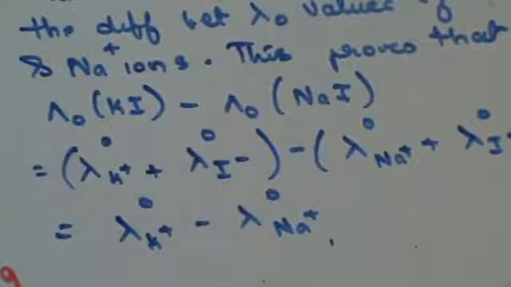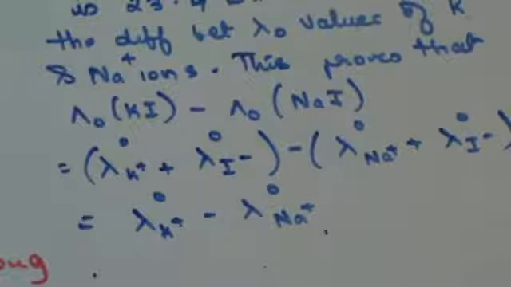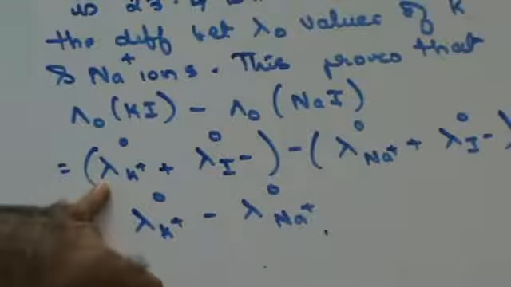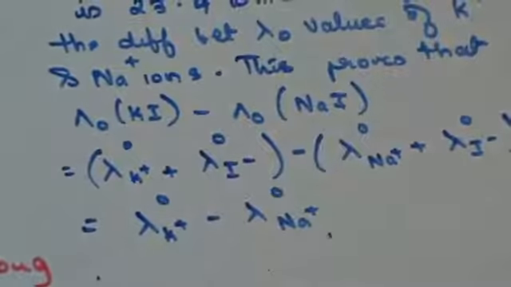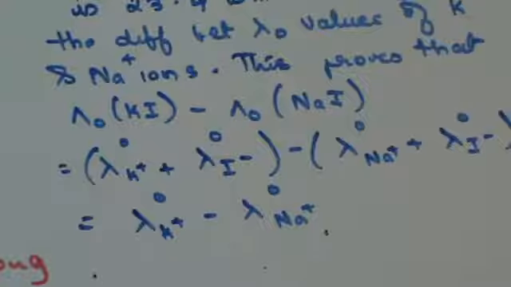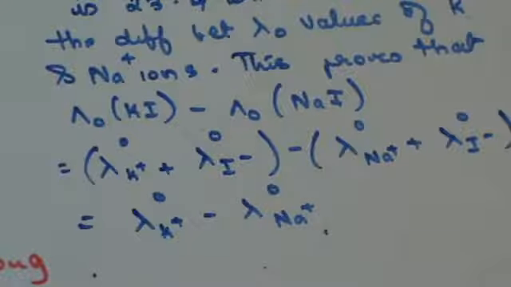That means in an extremely dilute solution, each ion will behave independently and will contribute to the molar conductivity. Here potassium ions and iodide ions contribute, and in the same way sodium and iodide ions. When I open the bracket, the molar conductivity of iodide ions gets cancelled, and this is what you get. Right? Question, why do I need to study this? By using this law, molar conductivity of an electrolyte at zero concentration can be easily calculated. That is the reason why we study this law.